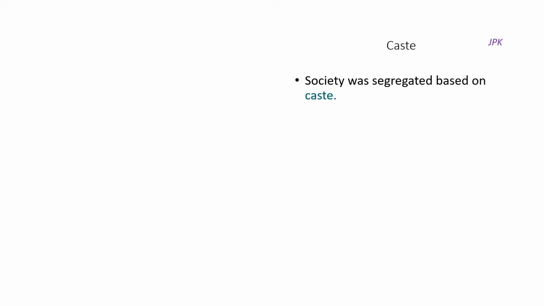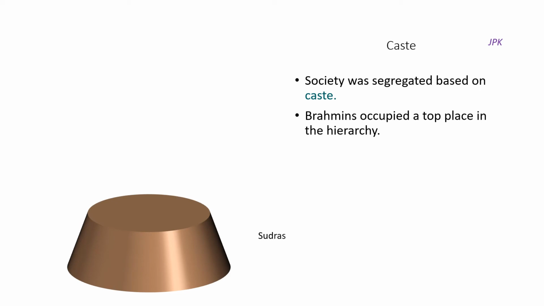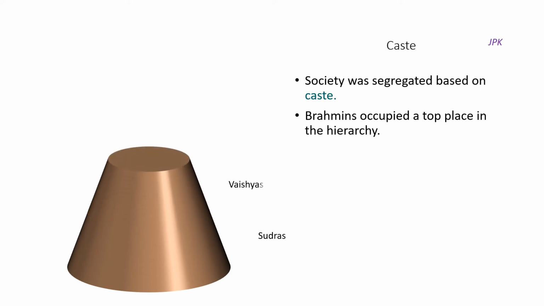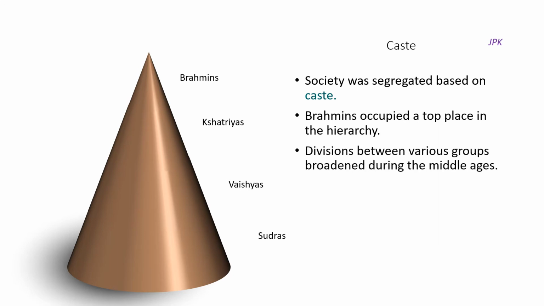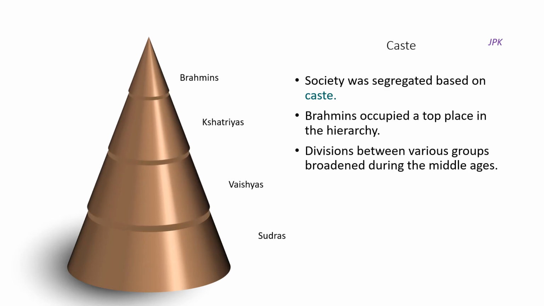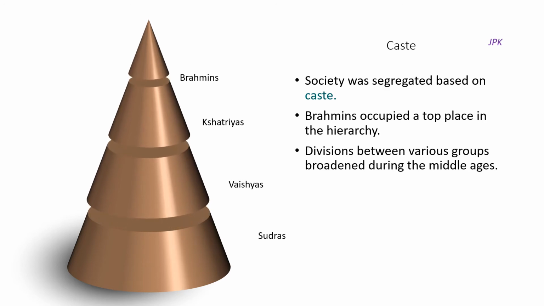Now we will see about the society in medieval India. Caste. In ancient India, society was segregated on the basis of the varnas, which subsequently led to the birth of the caste system, with the Shudras at the bottom, then the Vaishyas, the Kshatriyas, and the Brahmins on top. But in medieval India, the divisions between the various groups became very prominent.